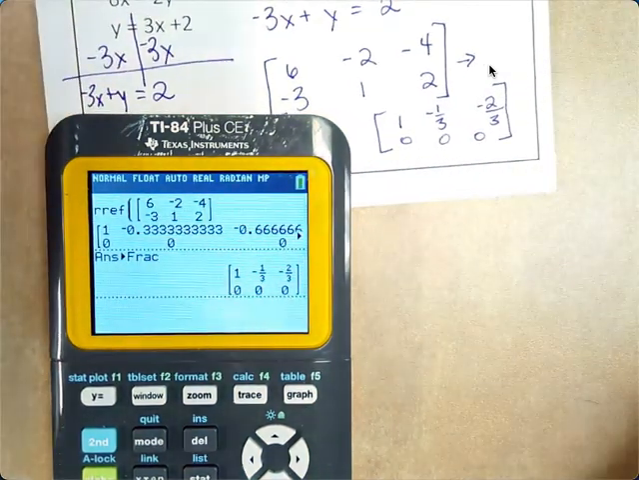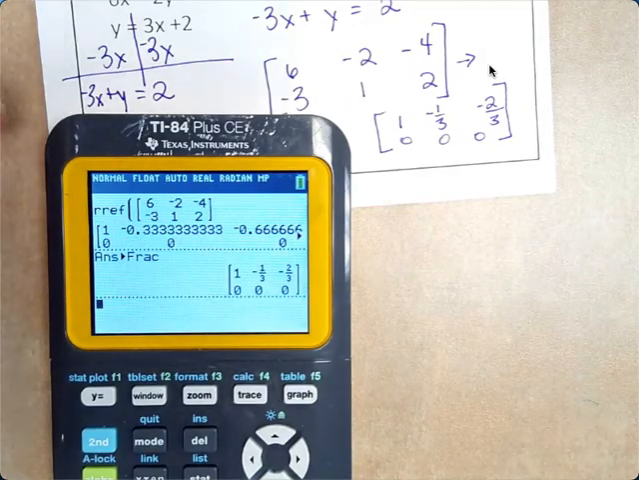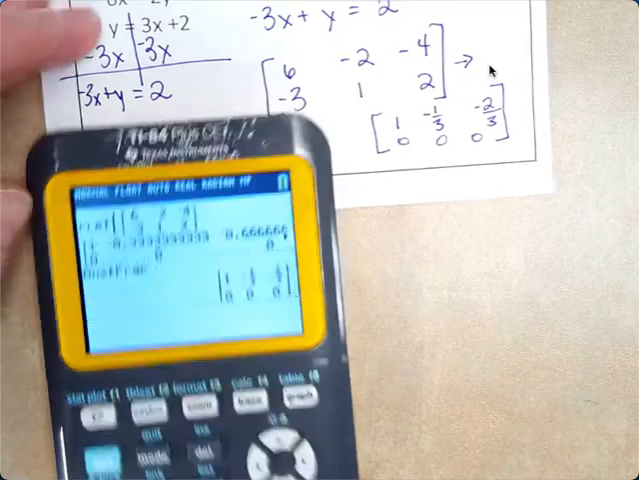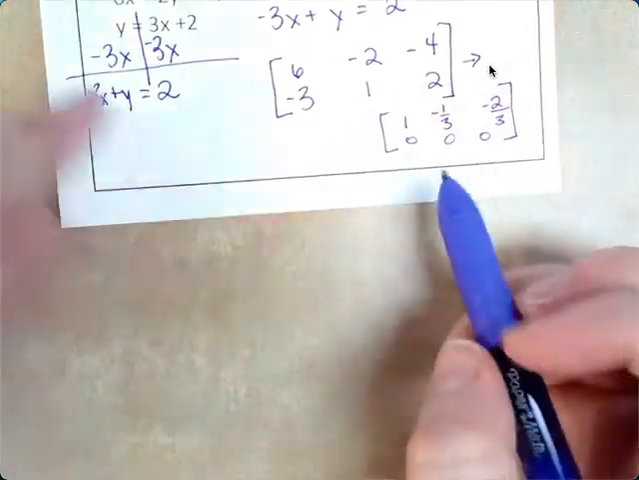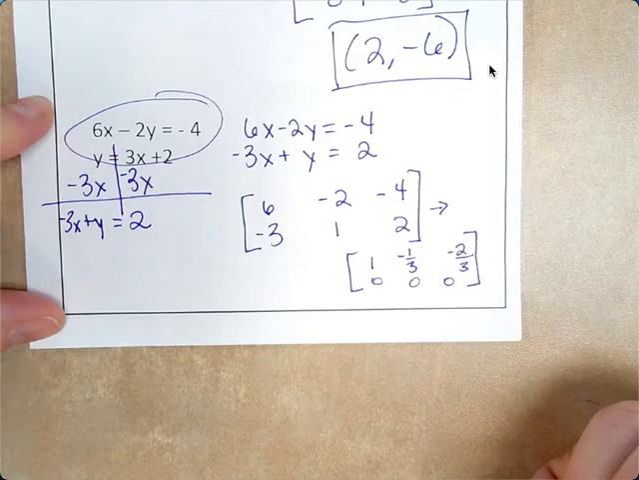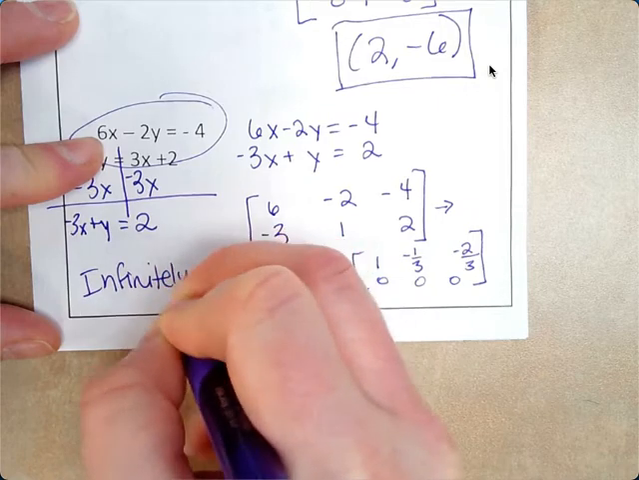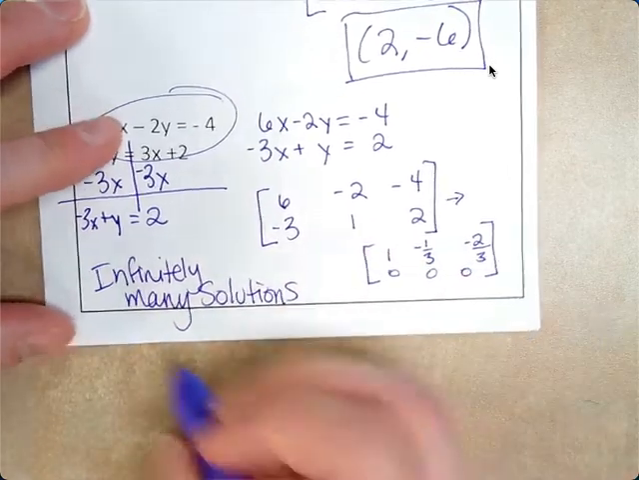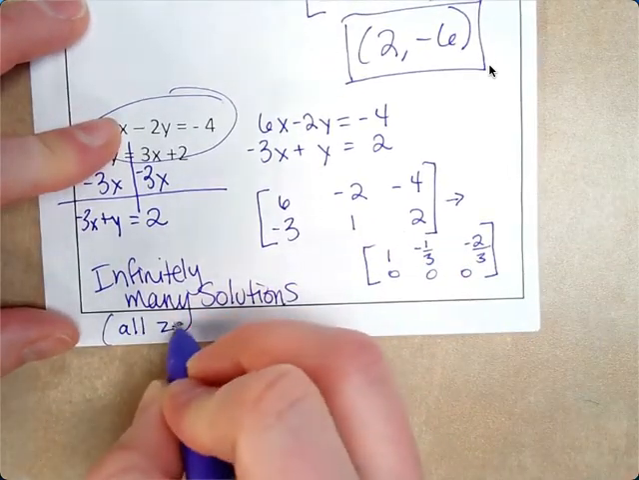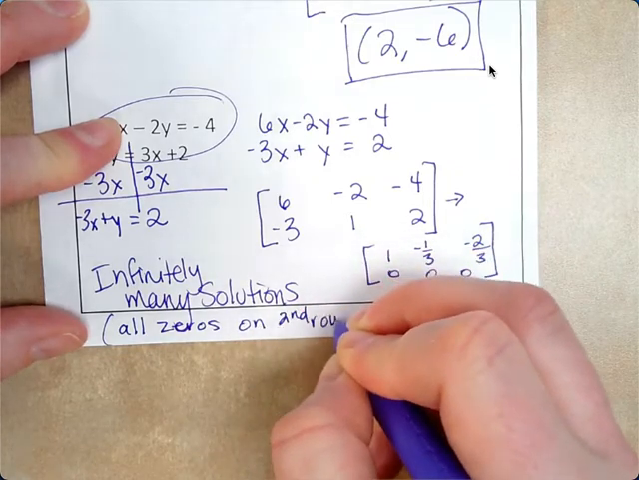Is that even the right form? It should be, remember, 1, 0 number, 0, 1 number. No, it's not even the right form. So anytime you get all zeros on the bottom, this is whenever these are the exact same equations. So if they're the exact same equations, our solution is infinitely many solutions. All zeros on second row or last row.